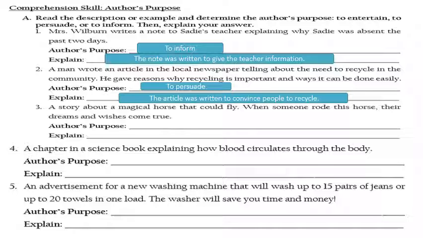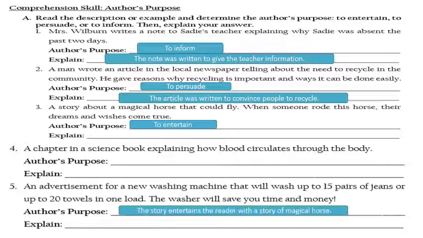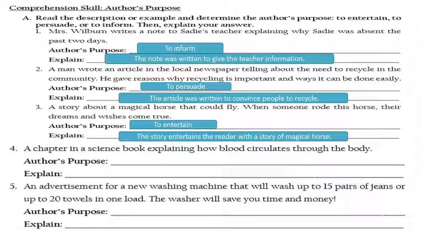Three, a story about a magical horse that could fly. When someone rode this horse, their dreams and wishes came true. So, what's the author's purpose here? For sure, it's to entertain. And the explanation is: the story entertains the reader with the story of a magical horse. Four, a chapter in a science book explaining how blood circulates through the body.